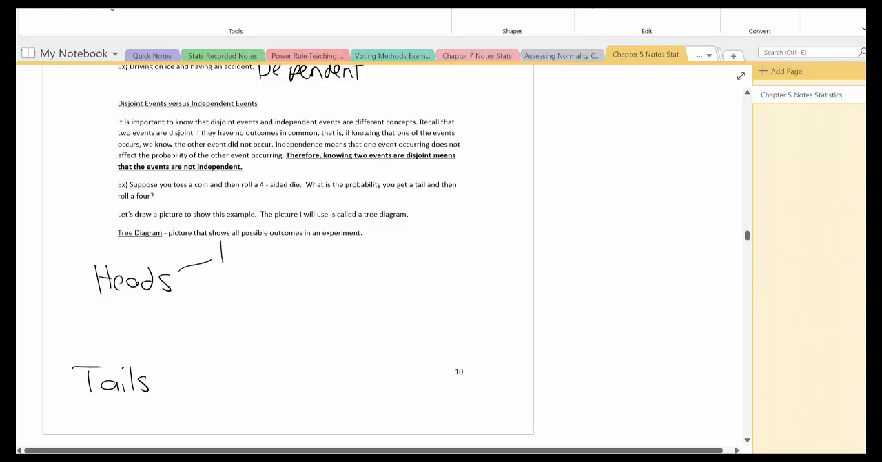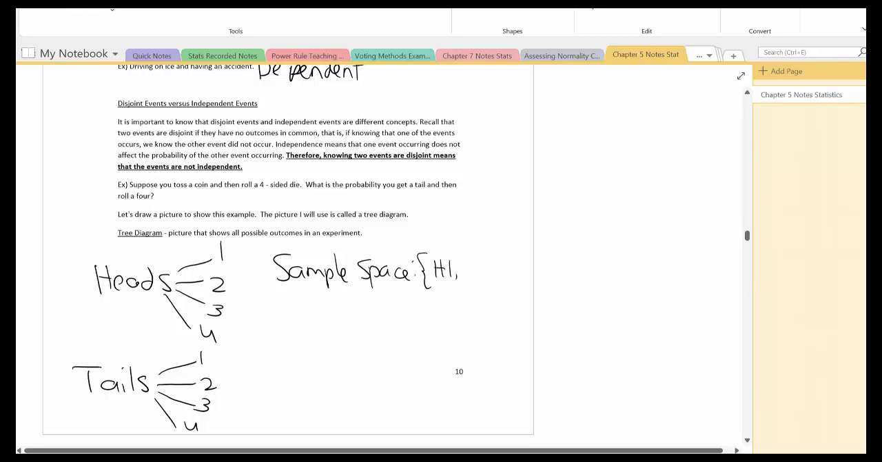It's either going to land heads or tails. So I can draw the tree part with a four-sided die. It's going to be 1, 2, 3, or 4. I can draw the branches for the tails also. Now, the sample space I'll write out here. Heads and 1, that's one possible. Heads 2, heads 3, heads 4. And then I can do the exact same thing for the tails. Tails 1, tails 2, tails 3, and tails 4. So it looks like there are 8 possible outcomes.